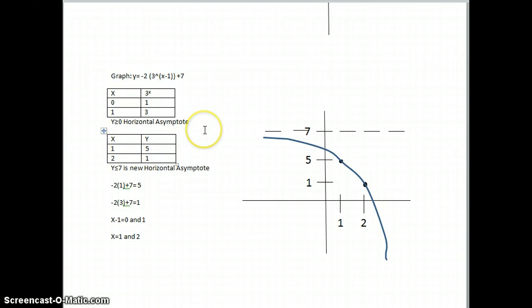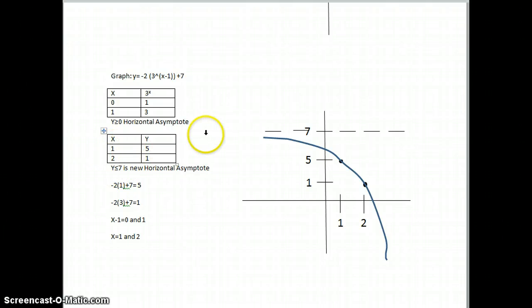Well, how do you get to these points? Let's show. First, to get your x's, you're going to set whatever your power is, in this case x minus 1, equal to your x's. So that's what I did down here. I have x minus 1 equals 0 and 1. So you're going to add your 1 over to your 0 and get 1. Add your 1 over to your 1 and get 2. That's how you get your new x's, 1 and 2.